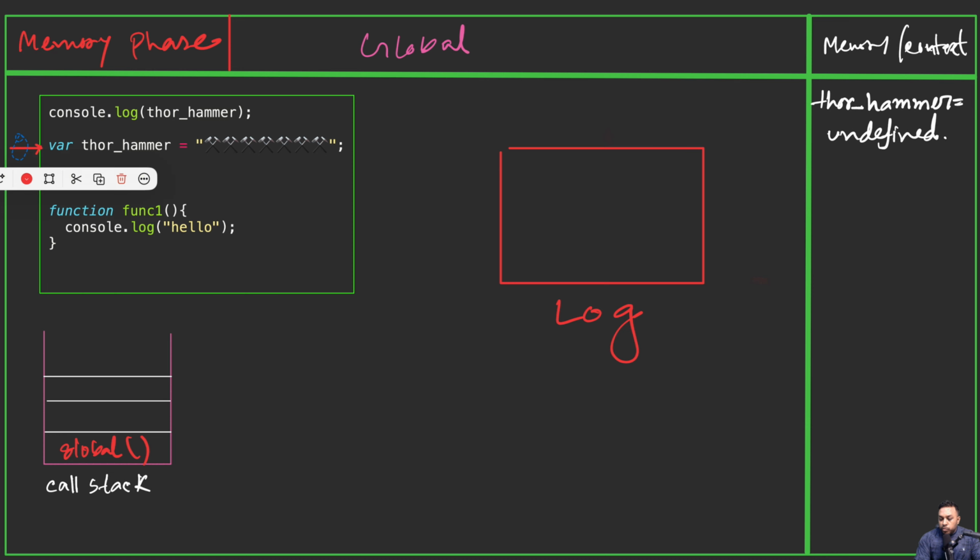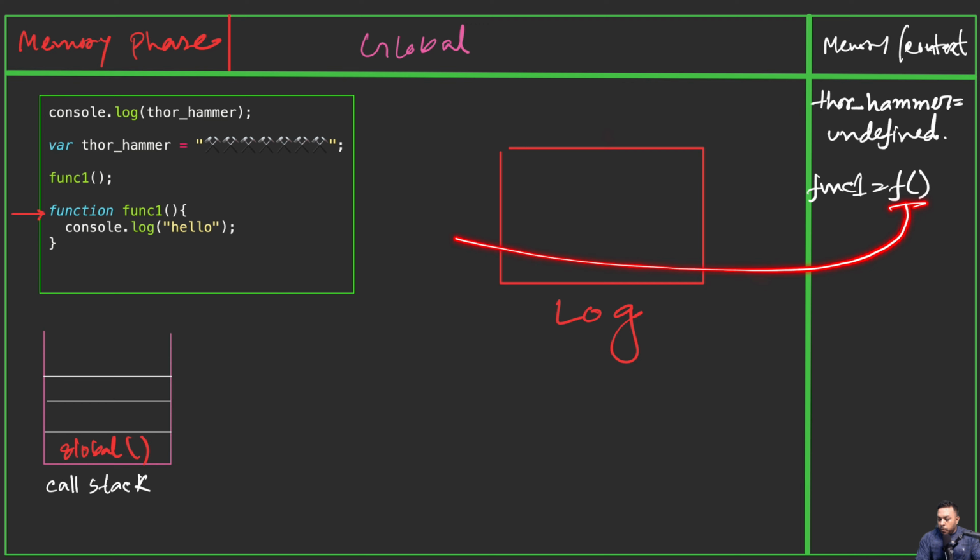So the execution will move to the next line and here it will not do anything. So it will come to the next line and there is a function definition. So it will save this function, this func1, in the memory. And this function basically will point to this function 1. So the execution will move here. There is no more code. So the memory phase is done. Now the execution phase will start.